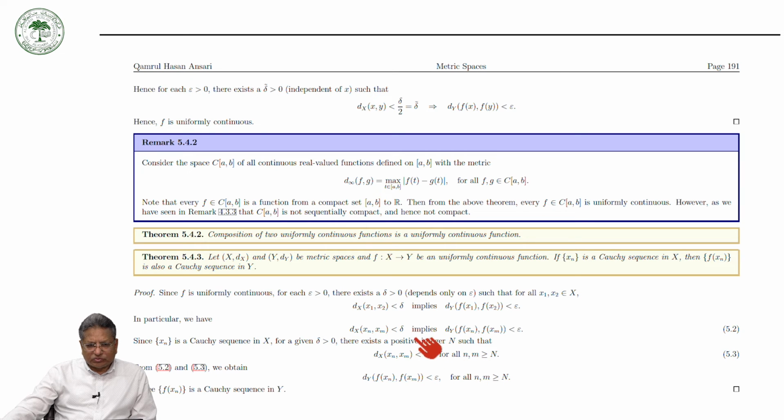Now combine this one and this one. It means that because this is less than delta, it holds good for all n, m greater than or equal to N. That is to say, the distance between f of x_n and f of x_m is less than epsilon for all n, m greater than capital N. It means that f(x_n) is a Cauchy sequence in M.